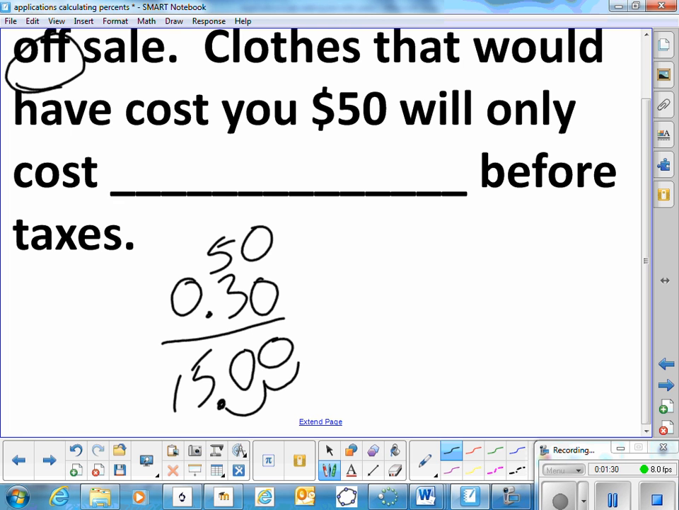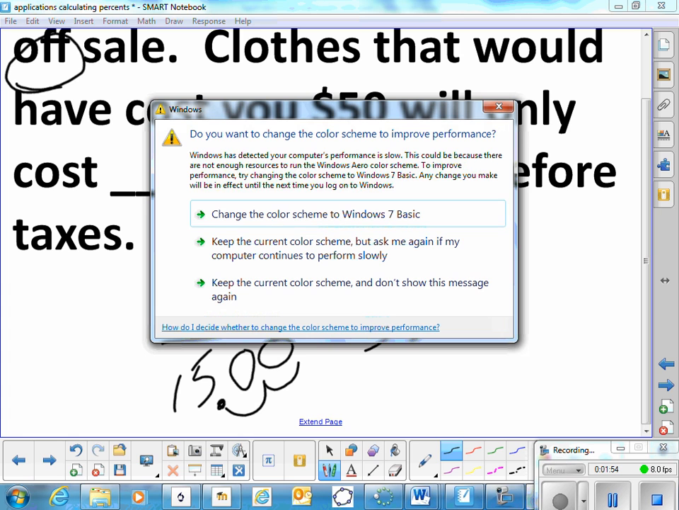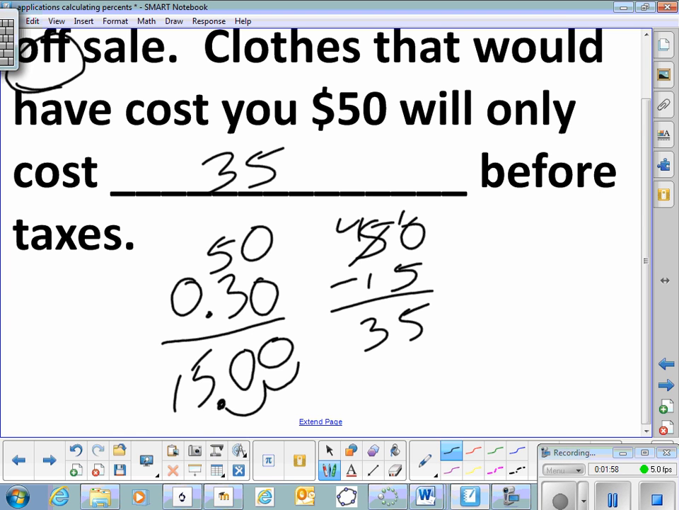So that means instead of paying $50, we get $15 off, borrow, make that 40 plus 10, 10 minus 5 is 5, 40 minus 1 is 30. So $35 is what we'll pay if we get a 30% off sale on a $50 purchase.